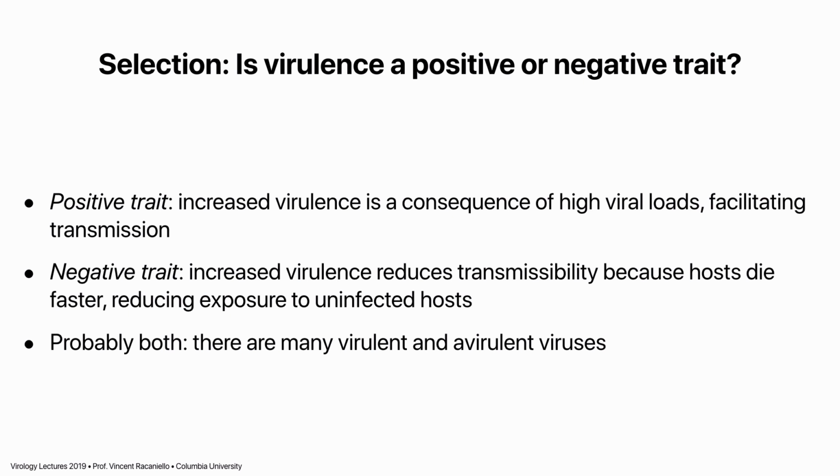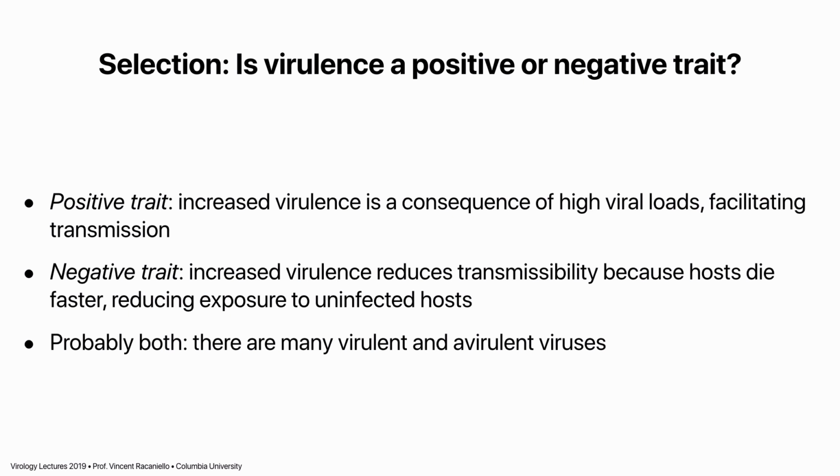So if it's positive, you would say increased virulence is a consequence of high viral loads that you need for transmission. In order for viruses to be transmitted, you select for ones that replicate to high titers, and those are the best ones at being transmitted. And because you're replicating higher, then you cause more disease in the host. It's not that virulence itself is selected for, but a property that is required for transmission.